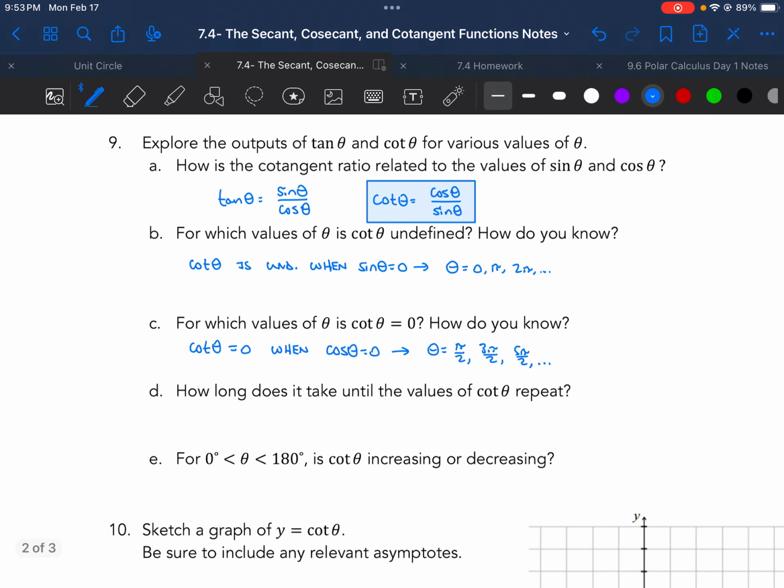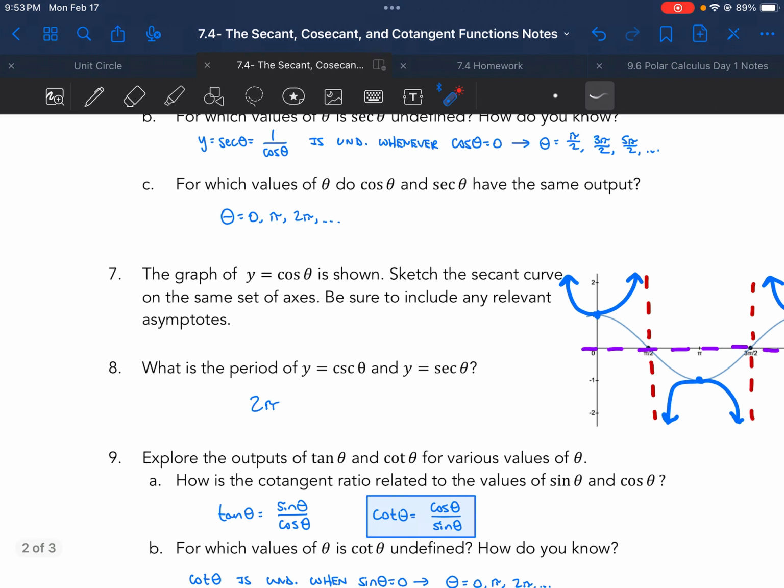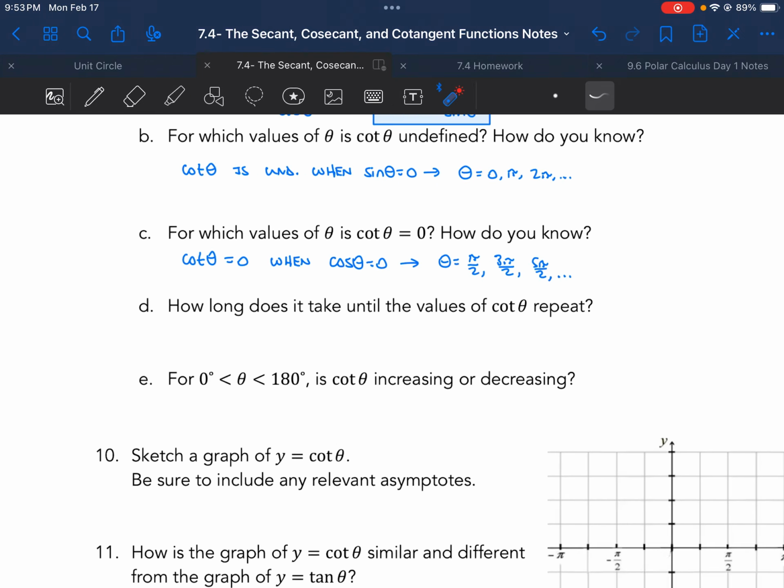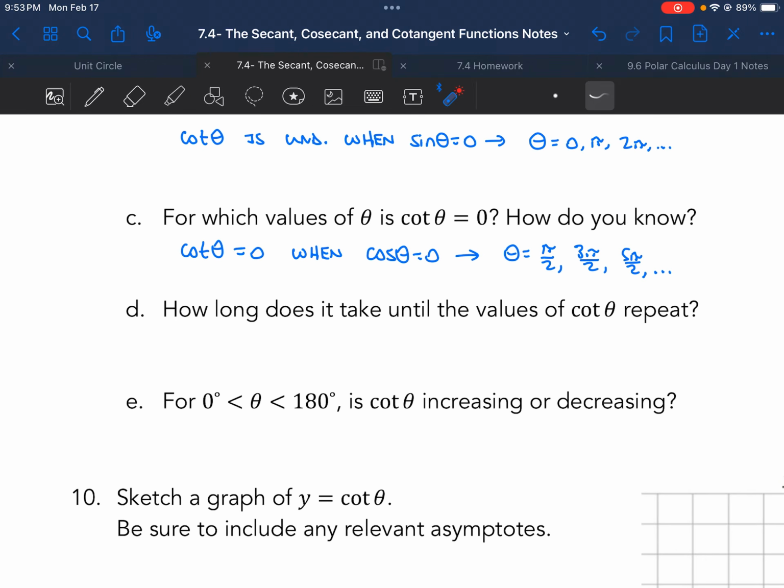How long does it take until the values of cotangent of theta repeat themselves? It's the exact same as for tangent. Tangent and cotangent, they're reciprocals of each other. We saw right up here, secant and cosecant, which are the reciprocals of sine and cosine, they have the same period as each other. Reciprocals share the same period. So how long does it take until the values of cotangent of theta repeat? That's them asking, what is the period of cotangent? Period of cotangent is going to be the same as the period of tangent, its reciprocal, which is pi.